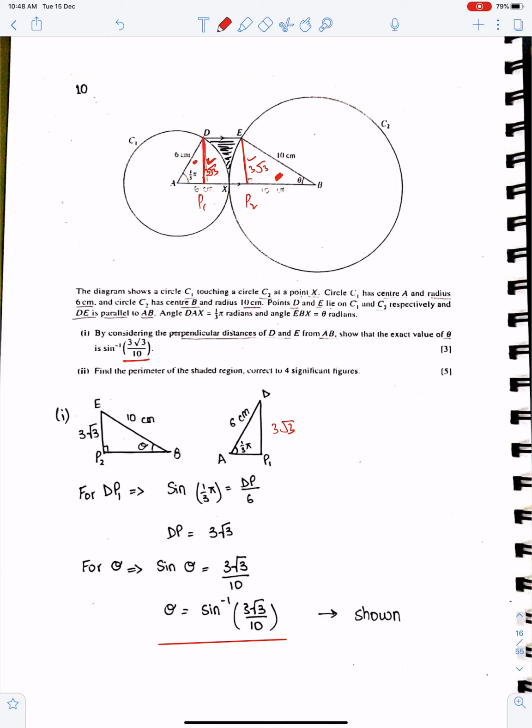Find the perimeter of the shaded region. Very simple. You just need this length first, which is very important, and then you need to get the arc lengths of these two sectors. And how will you get this length, DE? You can easily get this length by first finding this length, AP1, then get BP2. This total is the sum of the radii of both the circles, which is 16. So 16 minus this, and this will give you this length.